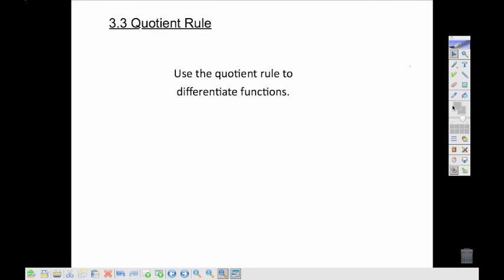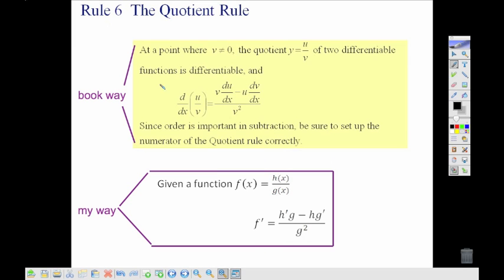In this next section, we'll be looking at the quotient rule. The quotient rule tells us what to do when we have two functions that appear as a quotient, where we could take the derivative of the top and we could take the derivative of the bottom. This helps us know how to put that together. So here's the way that the book gives it. Here's the way that I give it.